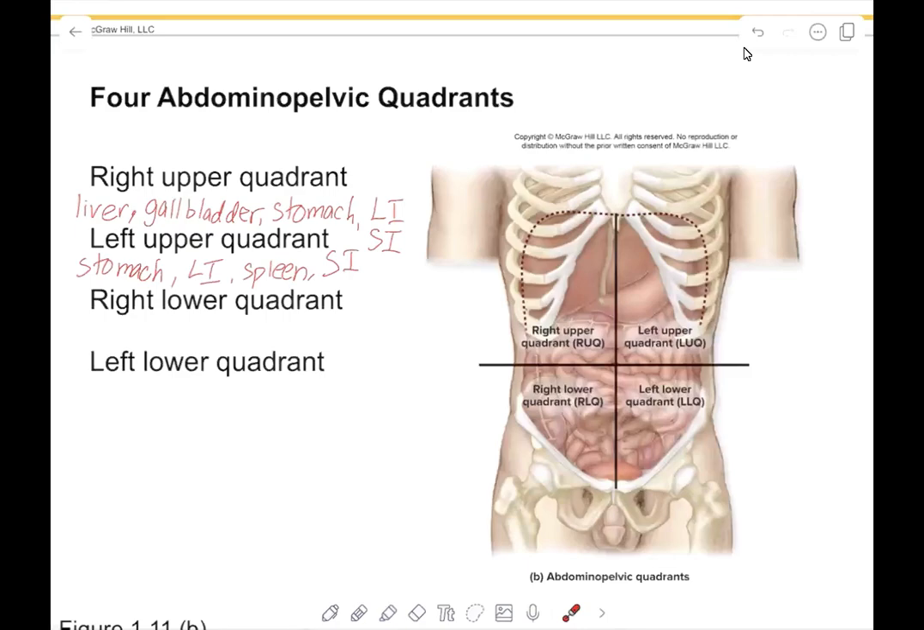For the right lower quadrant, we have predominantly the small intestine. We also have the large intestine. There's a little bit of the pelvic cavity as well, because after all, this is the abdominal pelvic cavity. It's not been separated into the abdominal cavity and the pelvic cavity. So there's a little bit of the urinary bladder there.